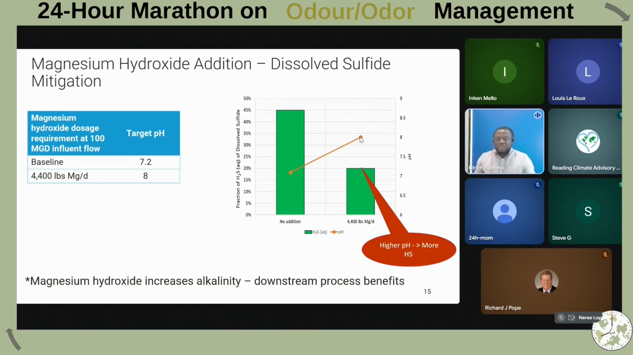So we're getting close to 50% removal with this approach. But one thing to understand is that with mag hydroxide addition, mag helps with increasing the alkalinity in your water. And for the different plants that use secondary treatment, for example EBPR processes, alkalinity is really important, and it helps with improving your secondary treatment performance. So if this was a plant that needs more alkalinity, beyond the H2S removal with mag addition, this is another benefit for the secondary treatment as well.